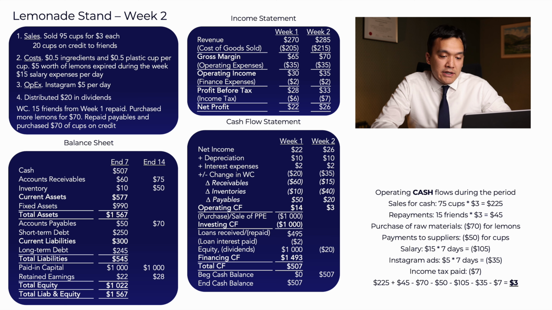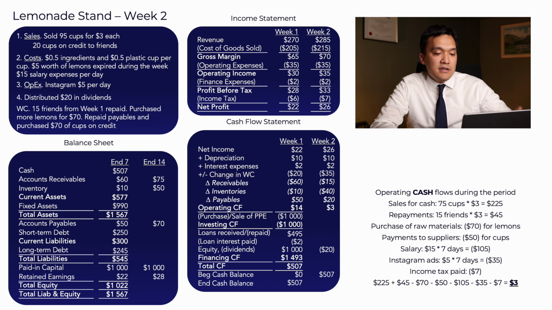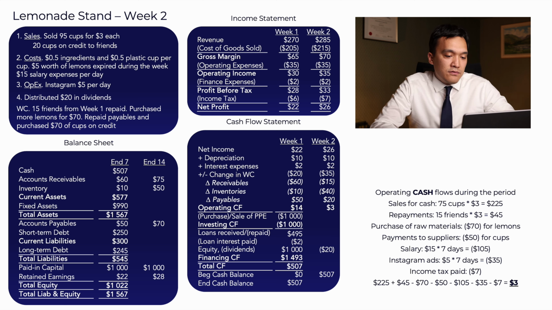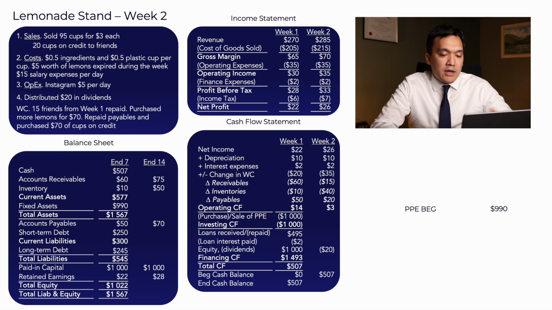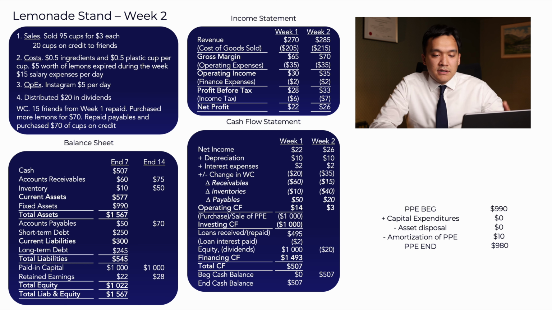And the total operating cash flows during the period are $3, similar to what we got in our cash flow statement. So we adjusted our net income for all the non-cash transactions and also got to $3 of operating cash flows. Now our fixed assets beginning balance is $990. We had no capital expenditures, we didn't sell any of our assets, so our amortization of fixed assets is $10, and our fixed assets at the end of the period is $980. So essentially we just decrease our balance by amortization.